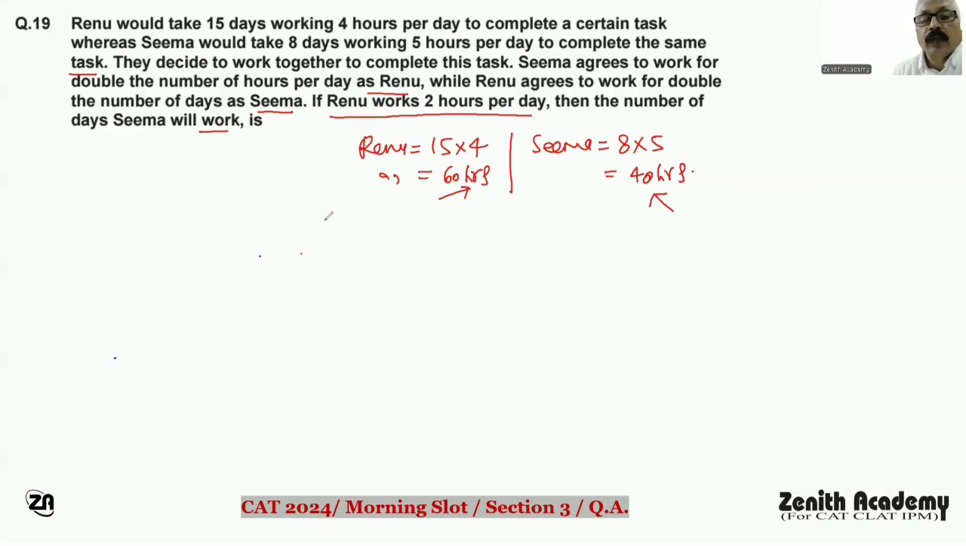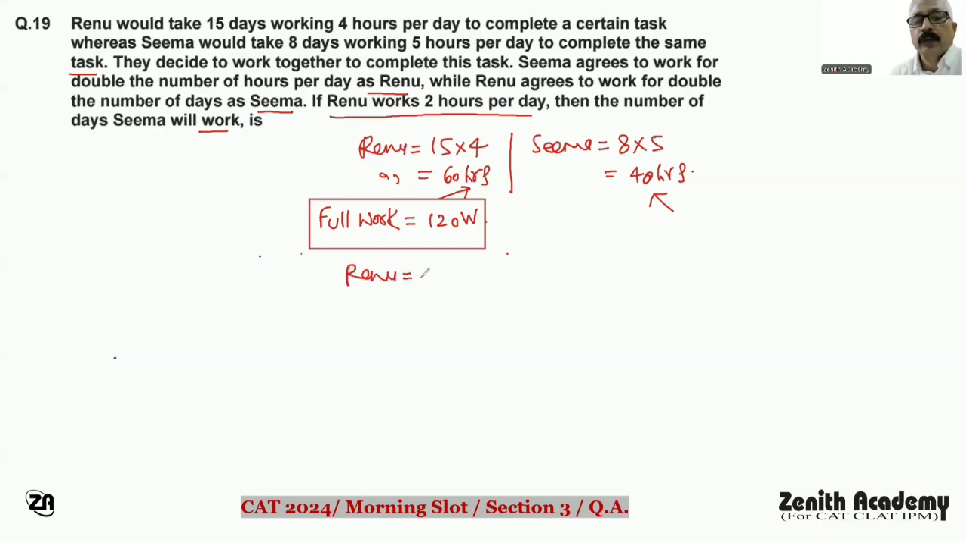Let us take the whole work, means the full work is, suppose it is 120 work. If the whole work is 120 and Renu finishes it in 60 hours, means every hour Renu works 2W, and Seema in 40 hours, so every hour Seema will finish 3 work.